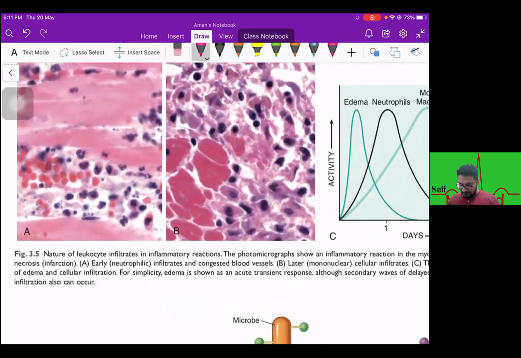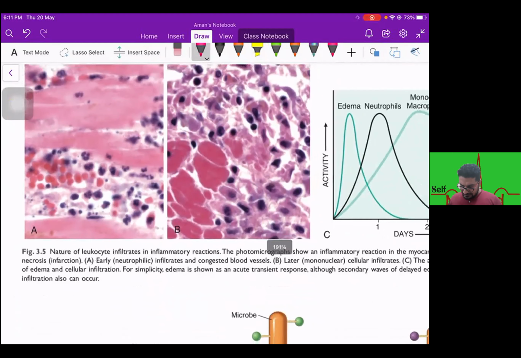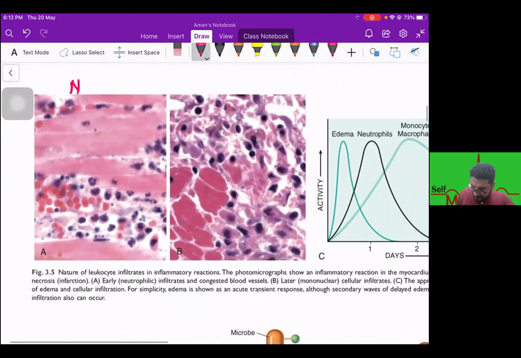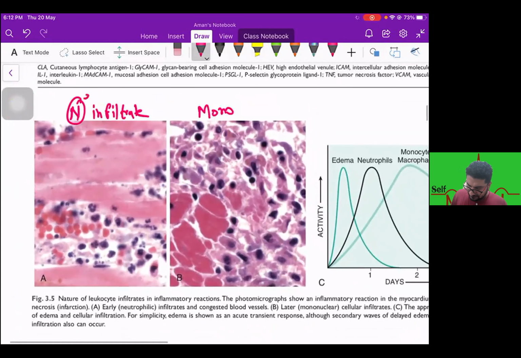Then I can show you the nature of the leukocyte infiltrate. These are the changes you will see. Initially you will see a neutrophilic infiltrate. The first cell that comes in any inflammation will be neutrophils. This N is neutrophil. Later on, you will see a mononuclear cell infiltrate.